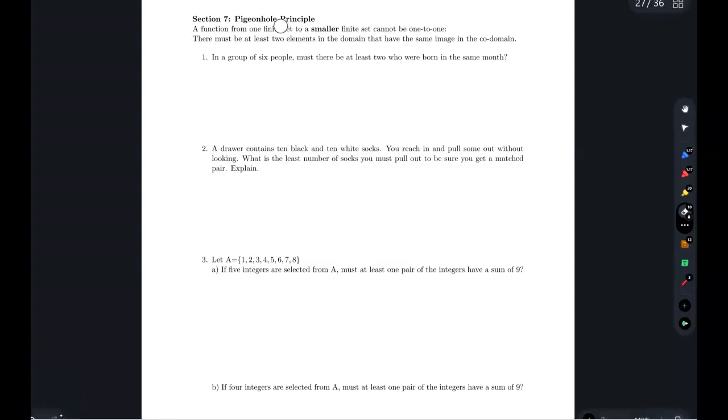Pigeonhole principle. So it really does get its name from birds. So I'm going to try and draw birds. If I've got 3 birds and they're running for shelter because it's starting to hail, and there's only 2 holes for them to go into.